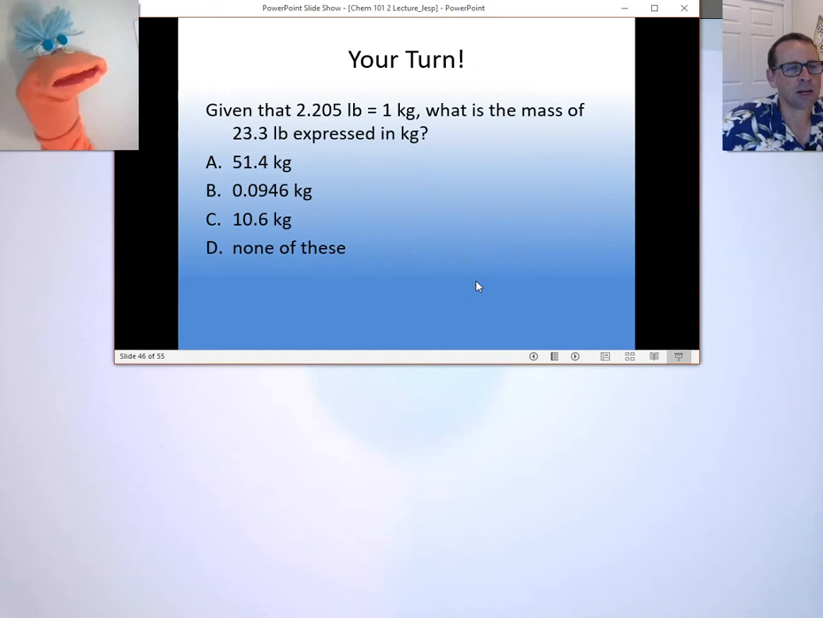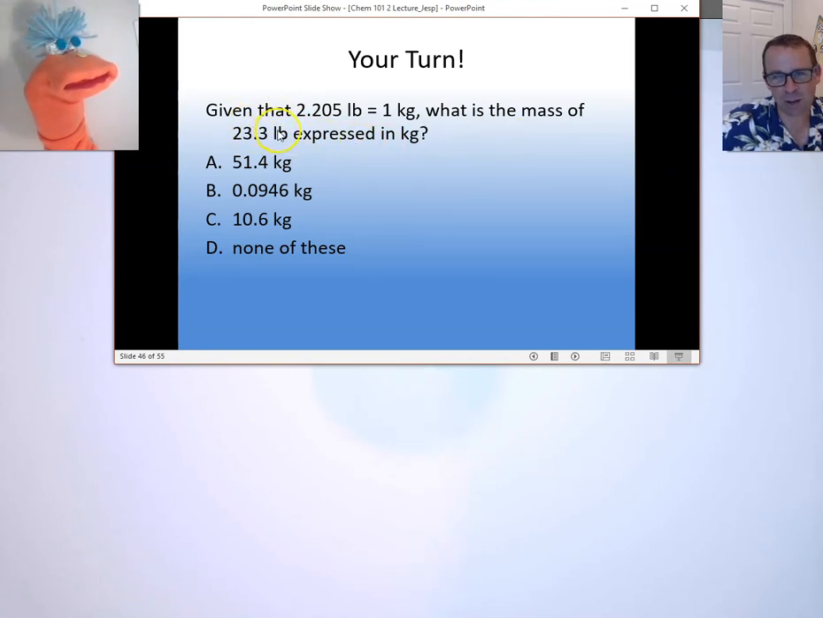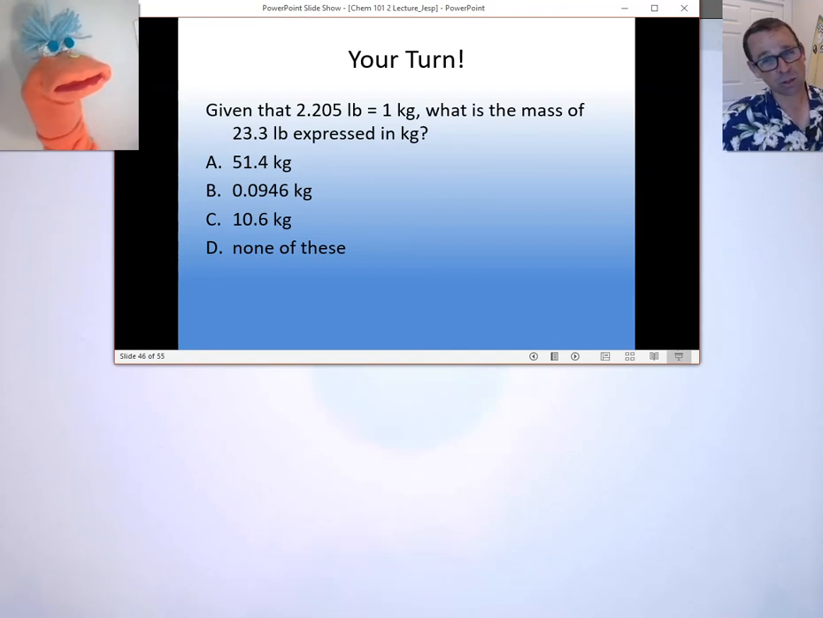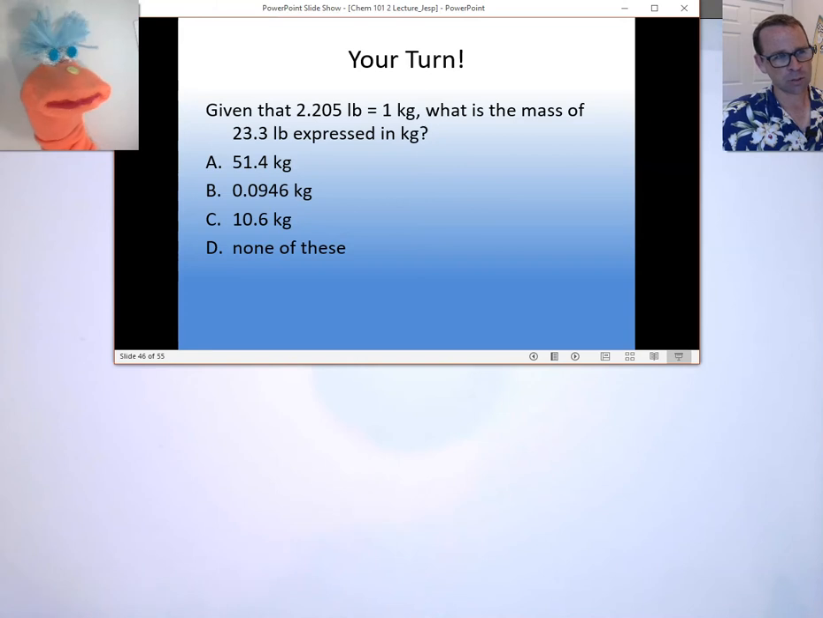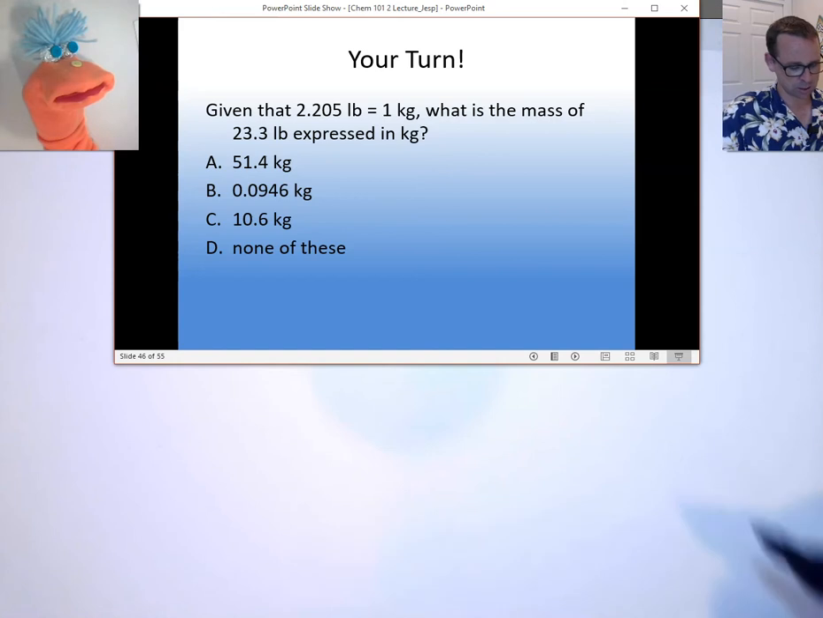Excellent. All right, so given that information, what is the mass of 23.3 pounds expressed in kilograms? Okay, so the answer, A, B, C, or D, is only minimally important compared to the setup here. So Fred, let's give everybody a chance to set it up according to our new rules. But then you're going to tell us how to set it up, not just what the answer is. Okay, Fred? That's fine. All right, so everybody push pause, take a shot at it. Here we go, here's the answer.